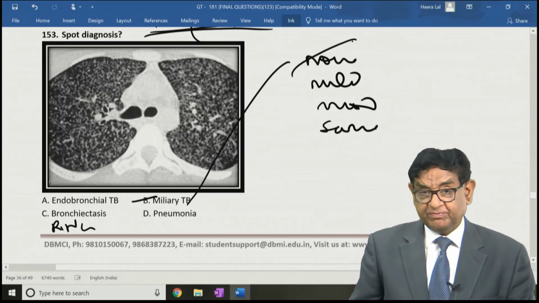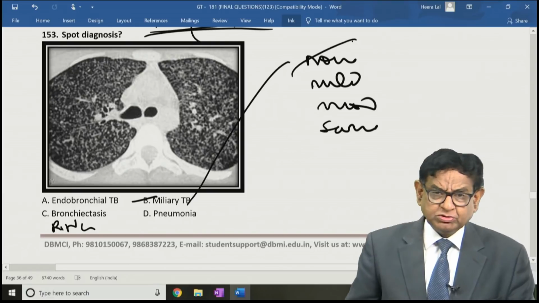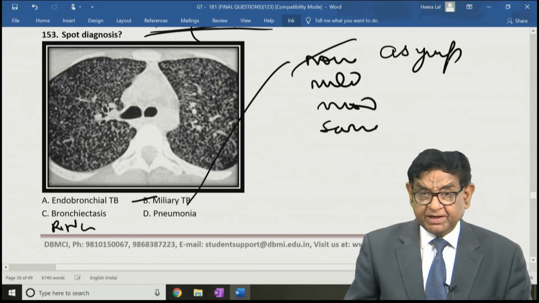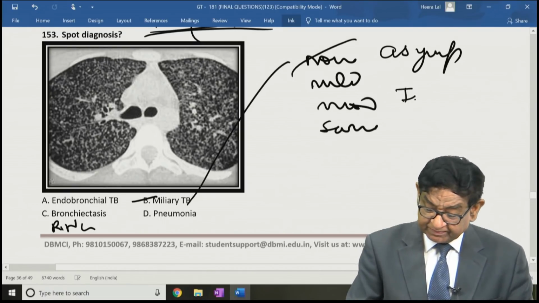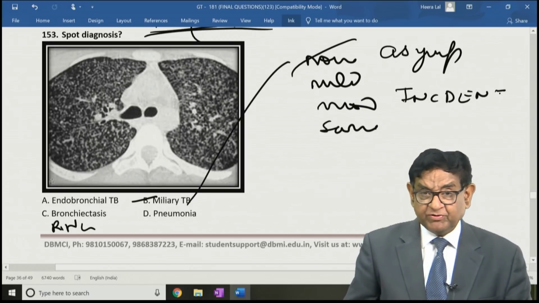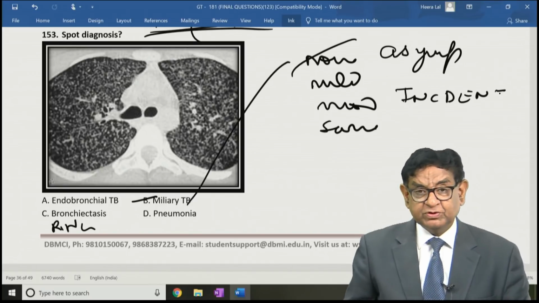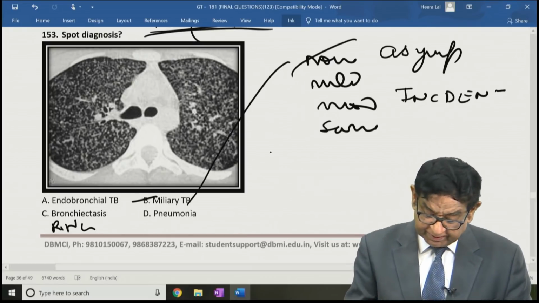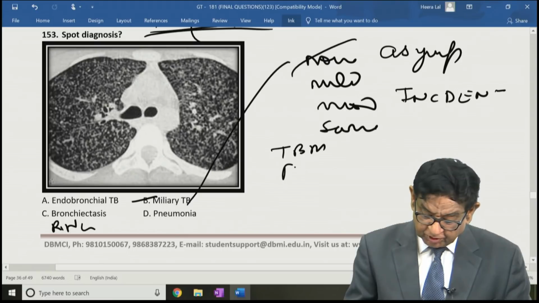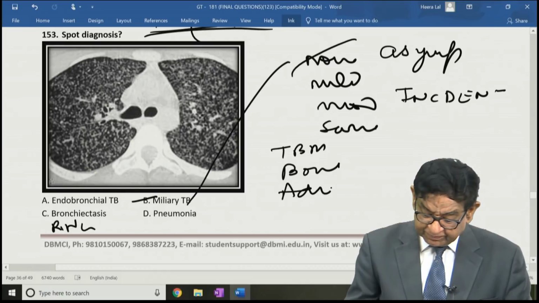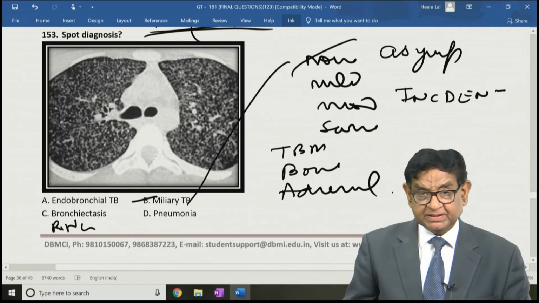Hemoptysis is not a feature of miliary tuberculosis. In fact, most of the time, miliary tuberculosis is totally asymptomatic and is diagnosed incidentally. Incidentally means we just investigate, do a chest X-ray, and find multiple miliary shadows there. This is how we pick up miliary tuberculosis. And of course, the main danger of miliary TB is that it can disseminate to so many other places. It can lead to TBM, it can lead to bony tuberculosis, it can go to the adrenal gland.